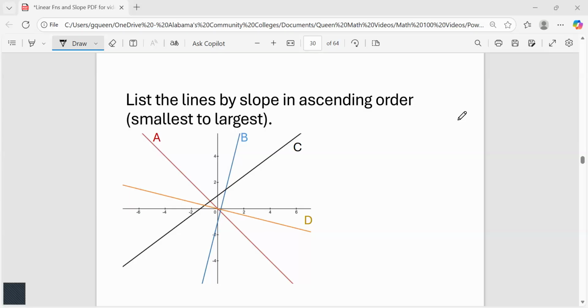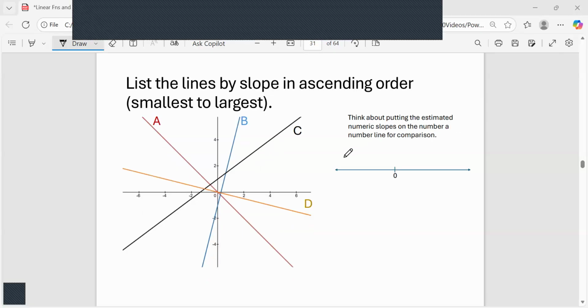All right, so I want you to just think about what we're talking about, whether it's uphill, downhill, how steep is it, etc. The easiest way to answer this question is to start with a number line. So I put a number line on here. It's just a generic number line as a tool to help us. We're going to think about estimating. I can't tell you exactly what the numbers are for the slopes here, but we can estimate them.